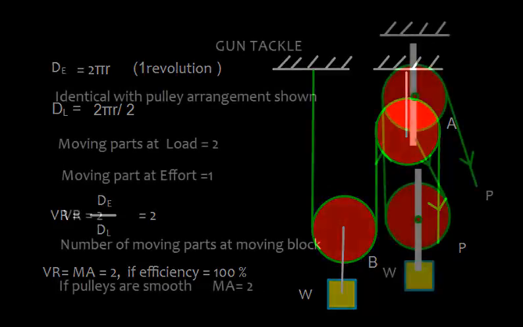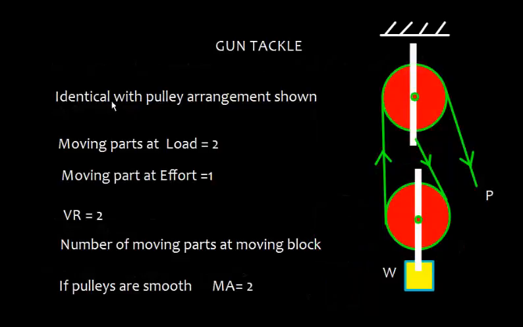Now let's have another example of gun tackle. So here is identical pulley arrangement as shown. So here the moving parts at load is 2. This is the load. So there are two moving parts, and moving part at effort is just 1. So velocity ratio is 2 by the same logic. So the number of moving parts at moving block, if pulleys are smooth, means you'll get the mechanical advantage is equal to 2.